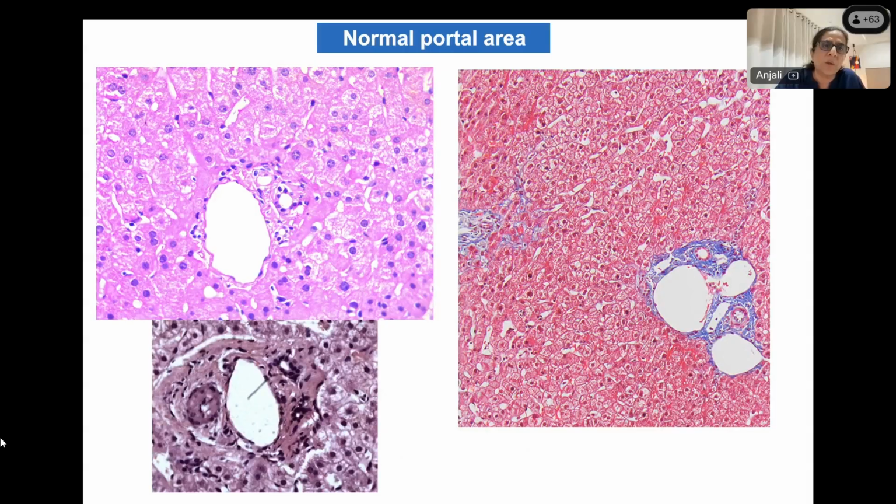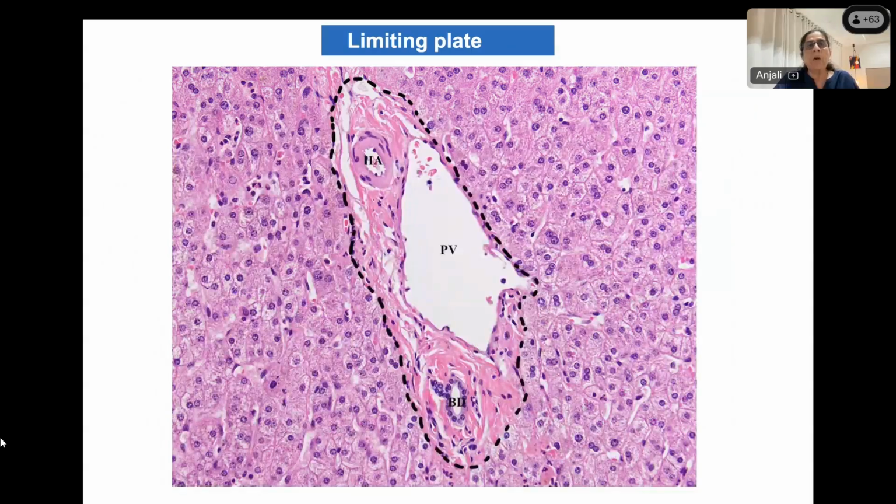So this is normal portal area. Again, you can see over here artery, bile duct, another smaller bile duct, and the vein. So this is normal histology, and Masson's trichrome here. Now coming to the concept of limiting plate. What do you mean by limiting plate? This limiting plate is an imaginary line, between portal connective tissue and adjacent liver parenchyma. So this is called the limiting plate.